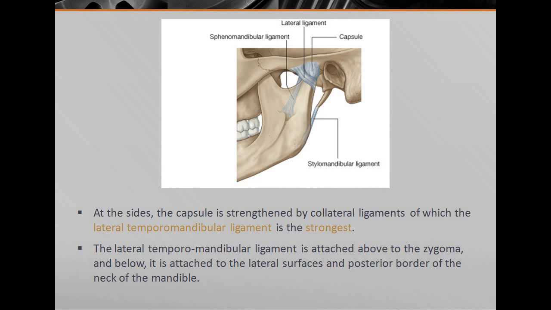At the sides, the capsule is strengthened by collateral ligaments, of which the lateral temporomandibular ligament is the strongest. The lateral temporomandibular ligament is attached above to the zygoma, and below it is attached to the lateral surface of the posterior border of the neck of the mandible. So this is the lateral temporomandibular ligament.